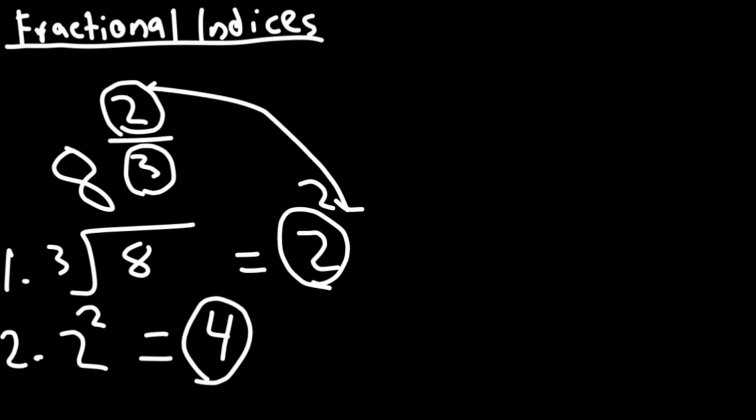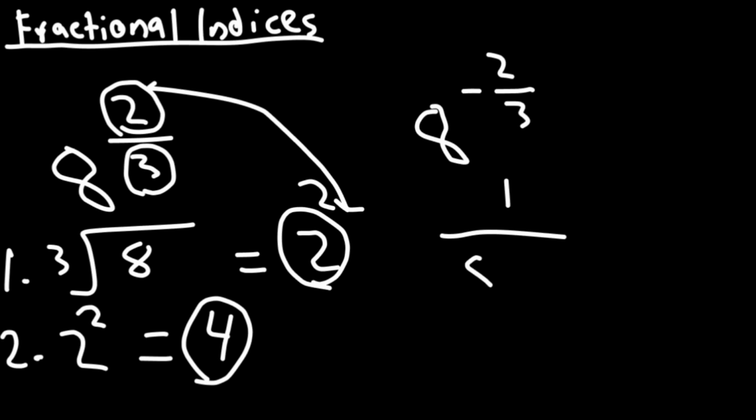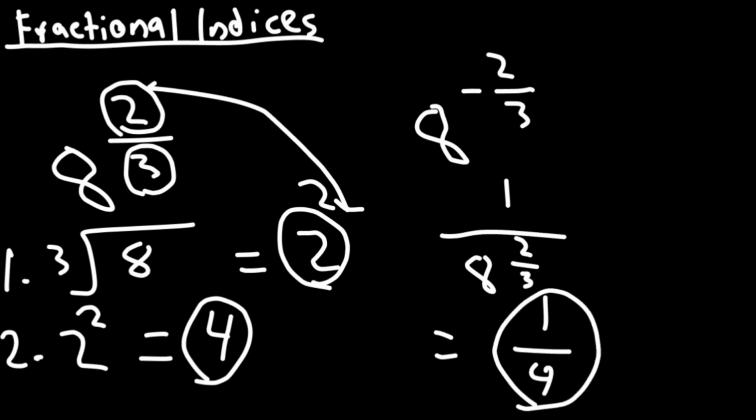So similarly, when I have the same question but it's a minus fraction, same thing, we just do first, because it's a negative power, we just put it over 1. So I have 1 over 8 to the power of 2 over 3. And then you just do 8 to the power of 2 over 3 from there. So you get 1 over 4. And these are your final answers.